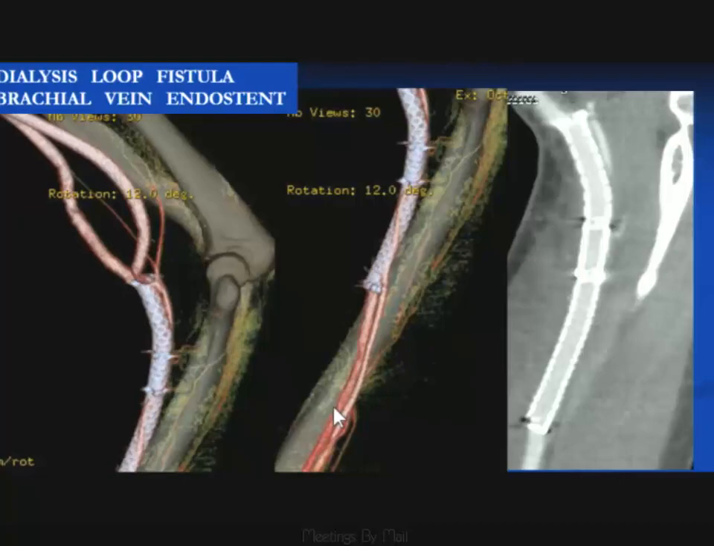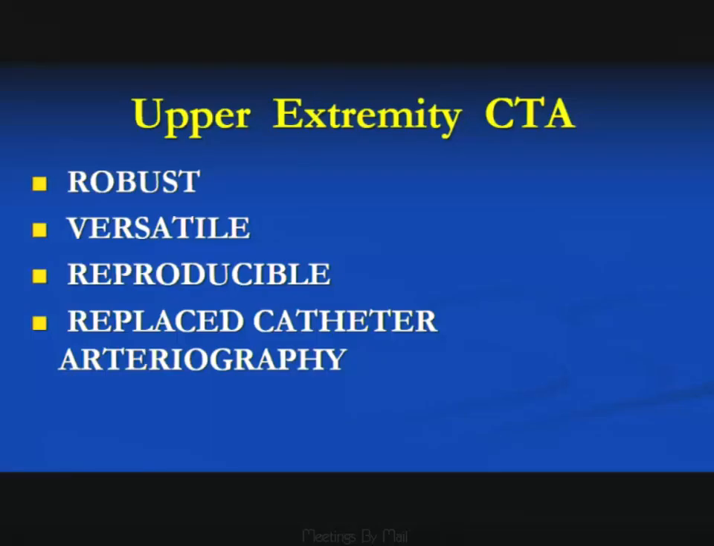I think we'll just push through this graft malfunction. So just to finish up in terms of upper extremities, I think it's a robust, pretty versatile technique. It's reproducible and really has replaced catheter arteriography, and you should be able to demonstrate the circulation all the way from the aortic origin of the innominate or subclavian artery all the way down to the hand and the wrist.